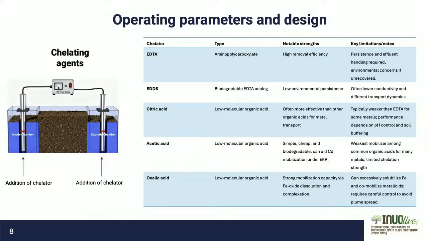In particular, I'm going to talk about chelating agents here, because when we have strongly absorbed contaminants in the soil matrix, we need chelating agents to help dissolve those contaminants. We have plenty of options, but the main ones are EDTA, EDDS, and some organic acids such as citric acid, acetic acid, and oxalic acid. So for chelating agents, we create an electrolyte chamber in the anode and the cathode, and we introduce the chelator over here.